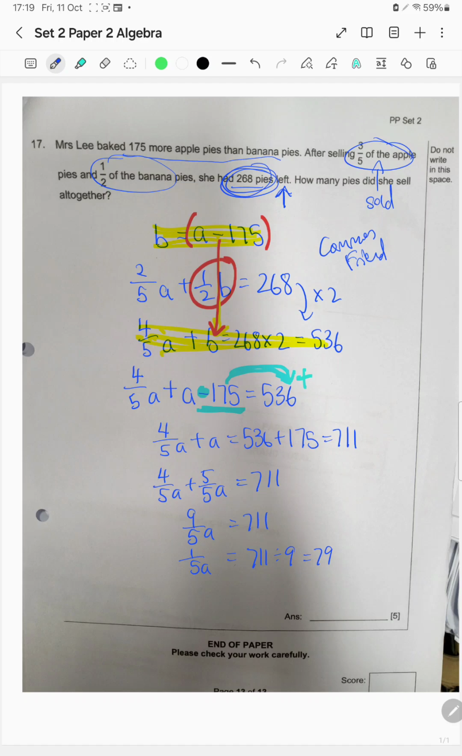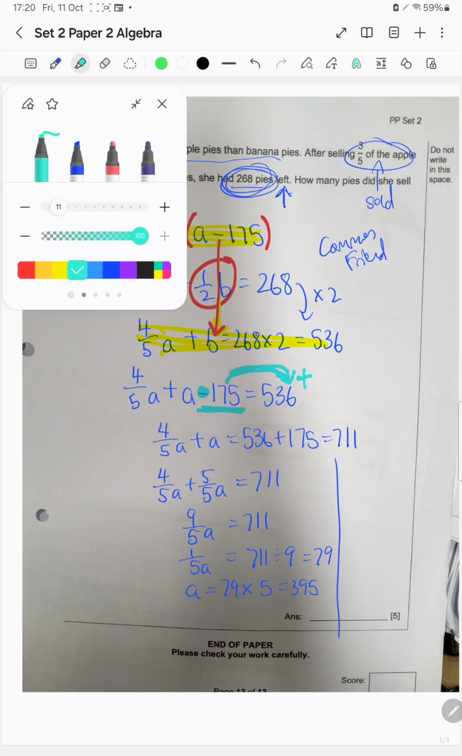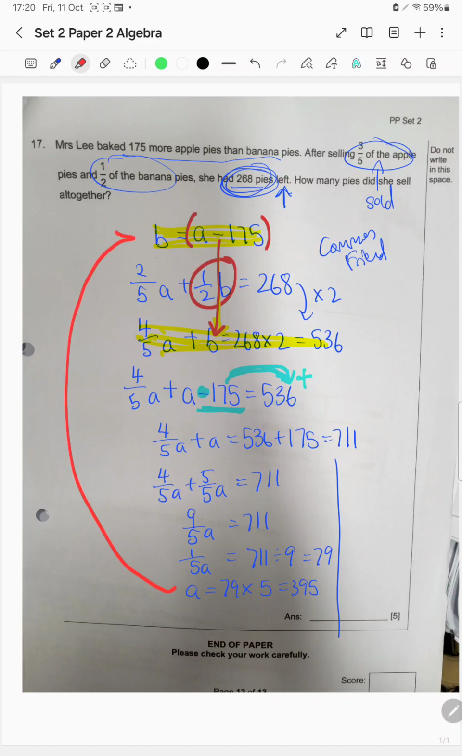So now I can actually find A. A is actually equal to 79 times 5. That will give me 395. Now once I find A, it's easy for me to find B, right? Do you still remember this? Find B. So B will be equal to 395 minus 175, and that will give me 220. So now I know A, now I know B.